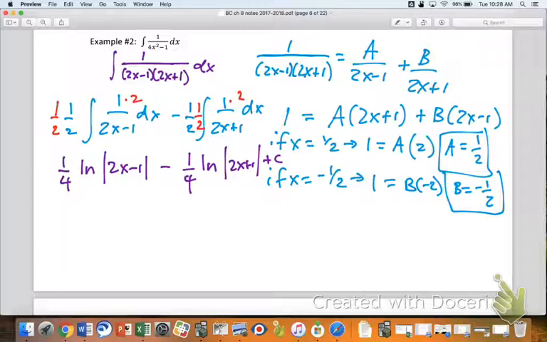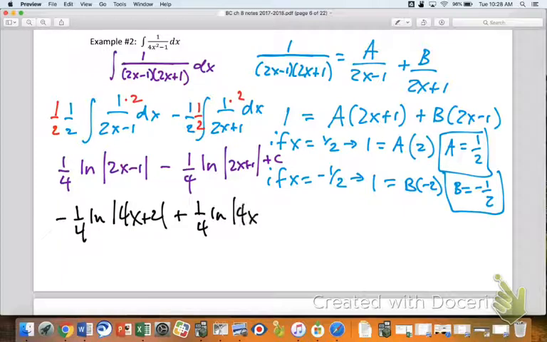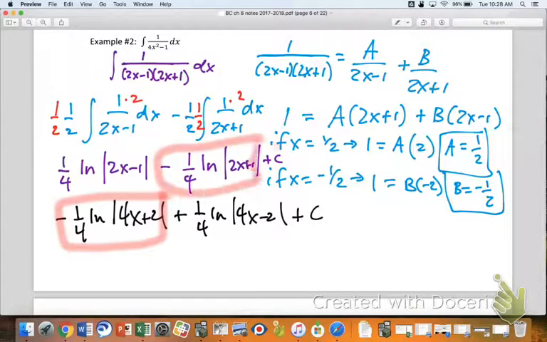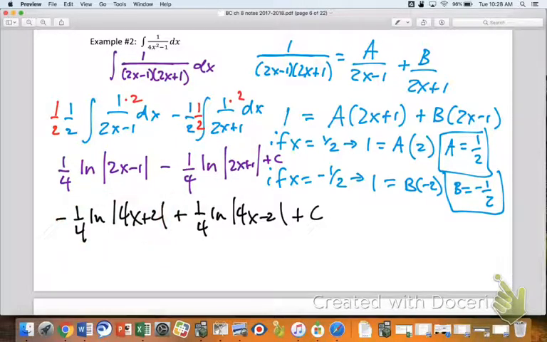Yeah. So tell me the exact answer in 2 seconds. Ready, go. Negative 1/4 ln of 4x plus 2 plus 1/4 ln of 4x minus 2 plus 2. Okay, so do you guys see how this and this are supposed to be the same term? But wait a minute, I've got 2x plus 1, she has 4x plus 2. How is this supposed to work out? Check it out. There we go. Here's one way.